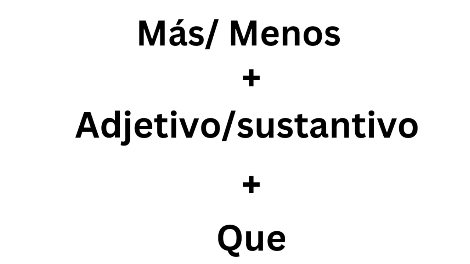Now, to explain this better, what we're going to do is look at the formula. So if you look at the formula, we first use más or menos, so more or less. We then use the adjective or the noun that we want to use. We then use que, which basically translates in this situation to then. And then we finish off the sentence or finish off what we're making the comparison to. Now that we know what the formula is, let's use an example to put it all into practice.